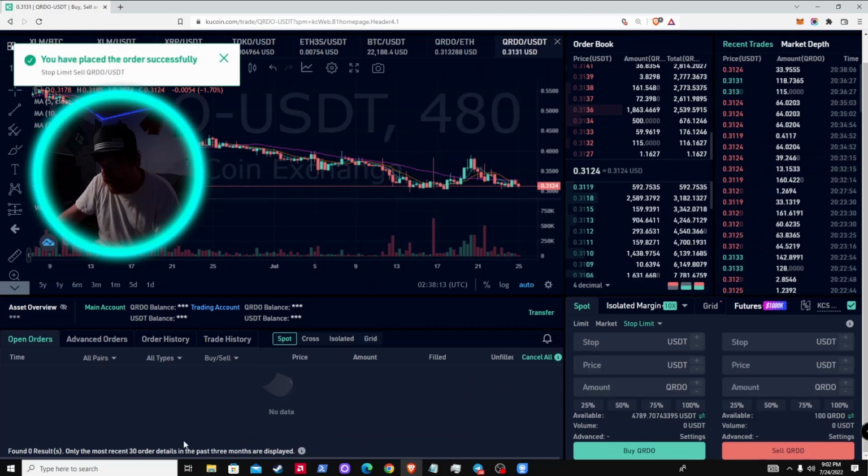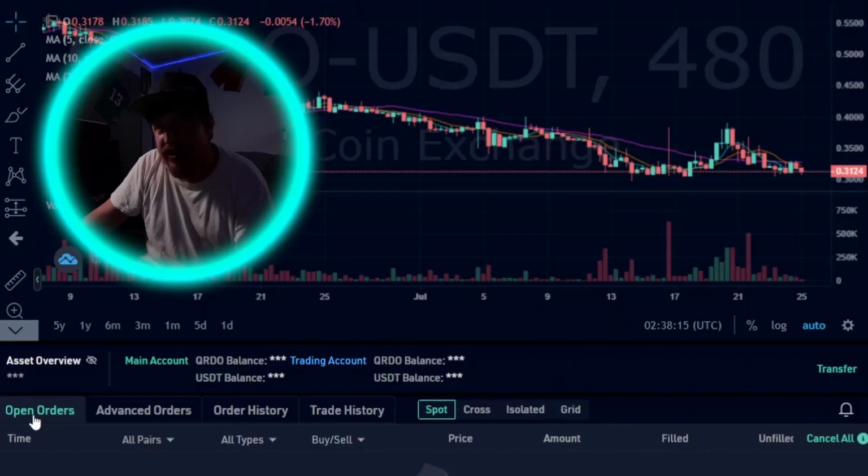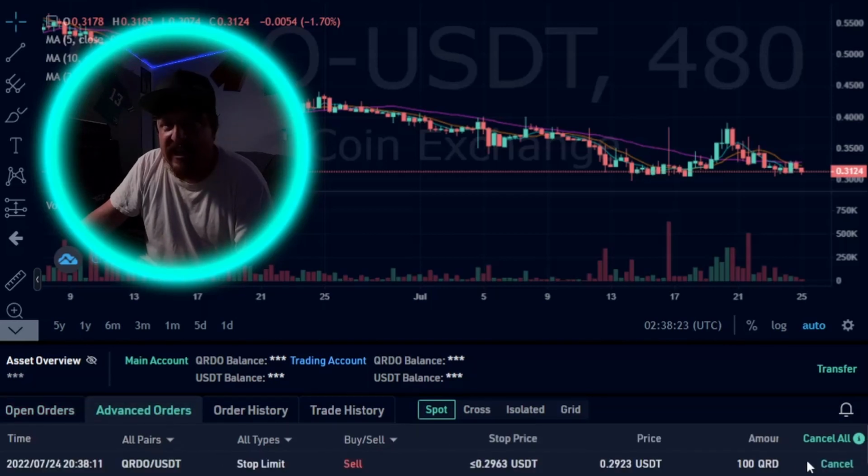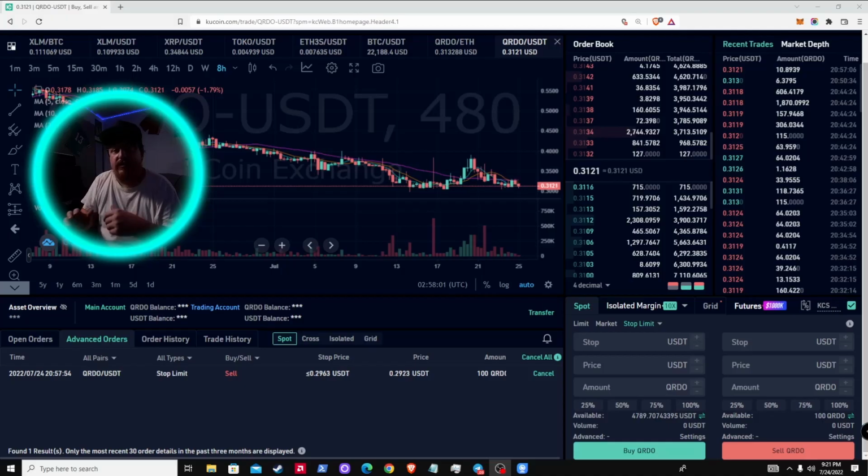Now you'll notice it's not showing up over here on the bottom left under open orders. Why is that? Well, it's because they consider a stop limit order to be an advanced order. So I'm going to click that section, and now it's going to show up. It's saying that there's an advanced stop limit order to sell. The stop price is 0.2963, and the price that I'm trying to sell it at or higher is 0.2923.